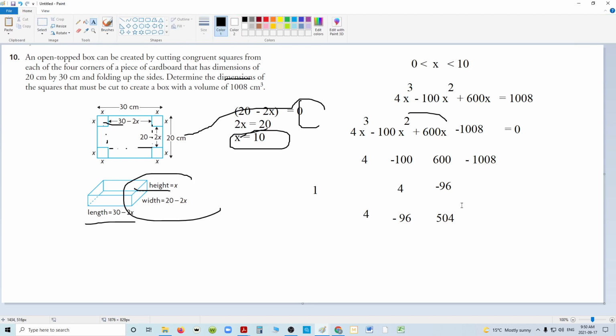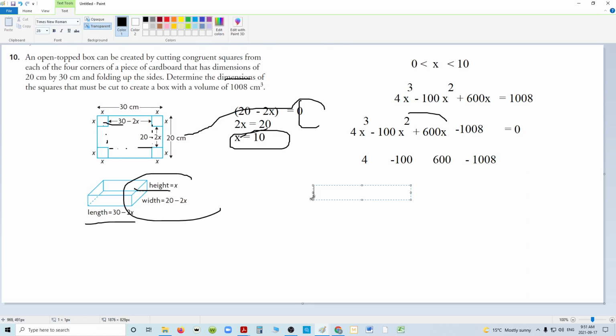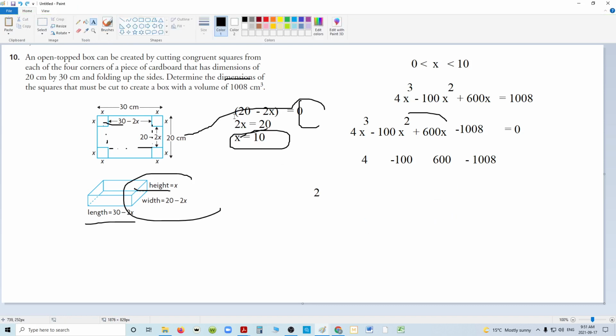2 might, though, look, because of the 504 here. So we're going to try minus 1 just to make sure. 4 minus 104, 104, 704. Nope. So we're going to try 2. Almost. Didn't quite make it. We're going to try minus 2.